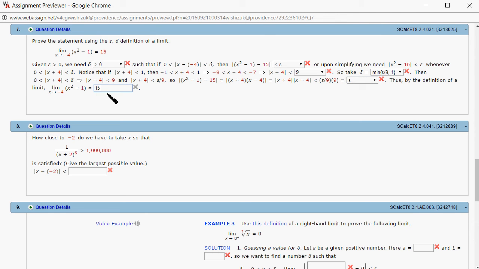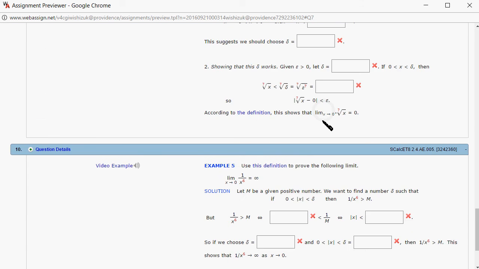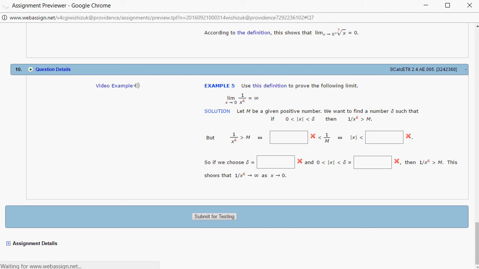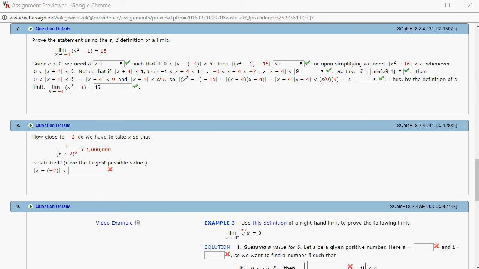The textbook or this system does it a little bit differently from how I did it in class, but this is an equivalent process. All right, let's double check, submit for testing. I came back and it looks like we got all these parts correct. All right, that's it. I hope that this was clear.